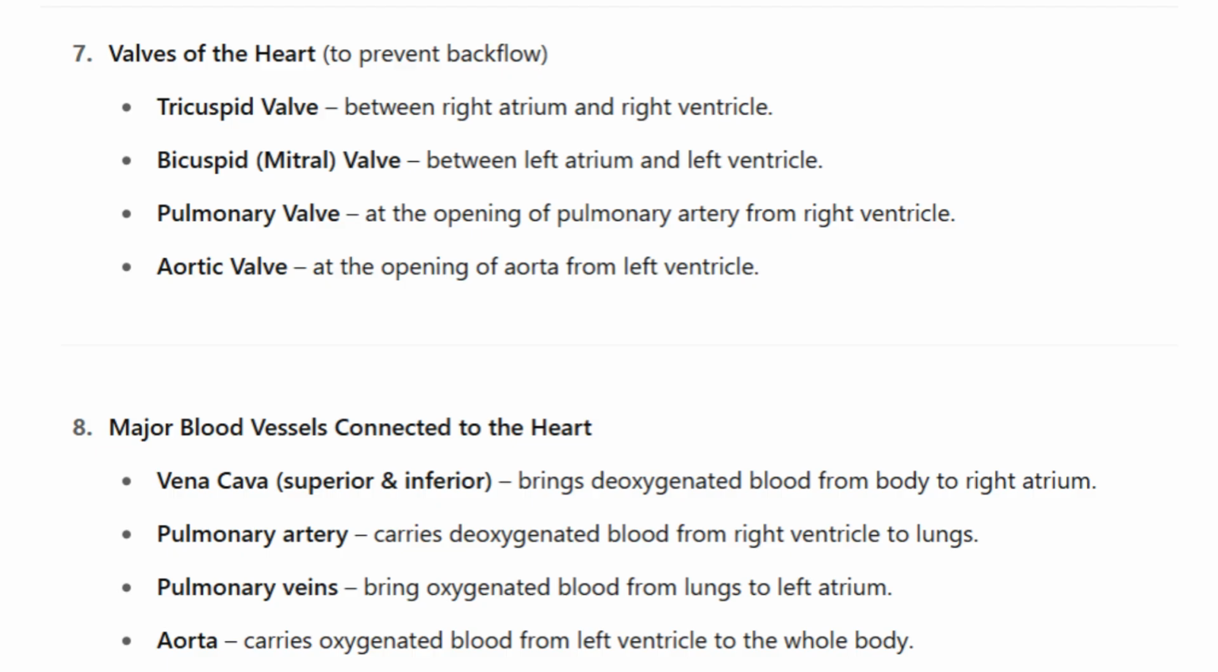Major blood vessels connected to the heart. Vena cava, superior and inferior, brings deoxygenated blood from the body to the right atrium. Pulmonary artery carries deoxygenated blood from the right ventricle to the lungs. Pulmonary veins bring oxygenated blood from the lungs to the left atrium. Aorta carries oxygenated blood from the left ventricle to the whole body.